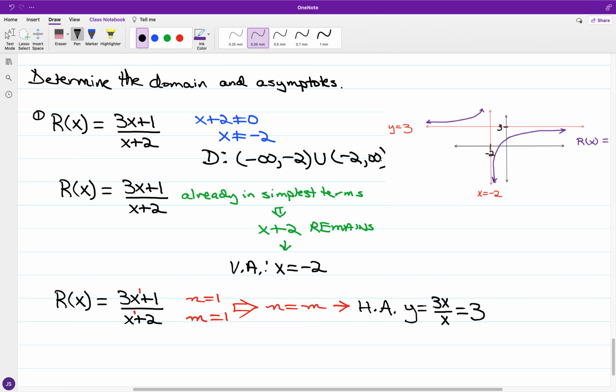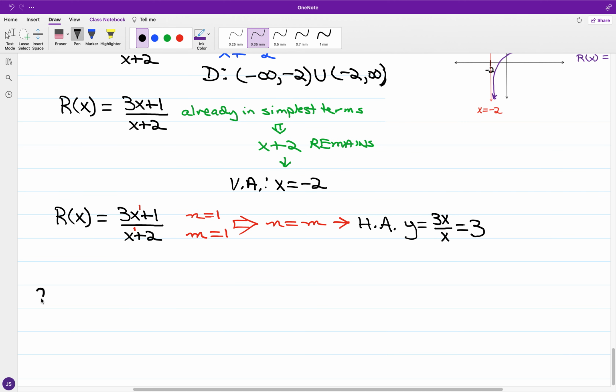Now, another case here: let's say that we have r of x is equal to 3 over x plus 4. Again, the ratio is already in simplified form. So you have x plus 4 cannot be 0. We have x cannot be -4.